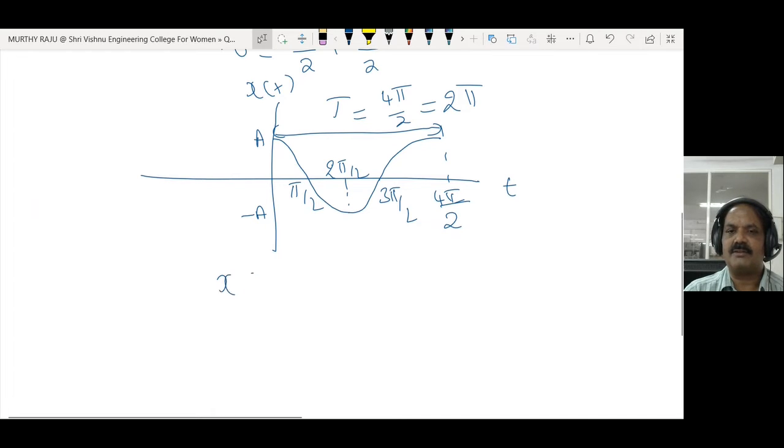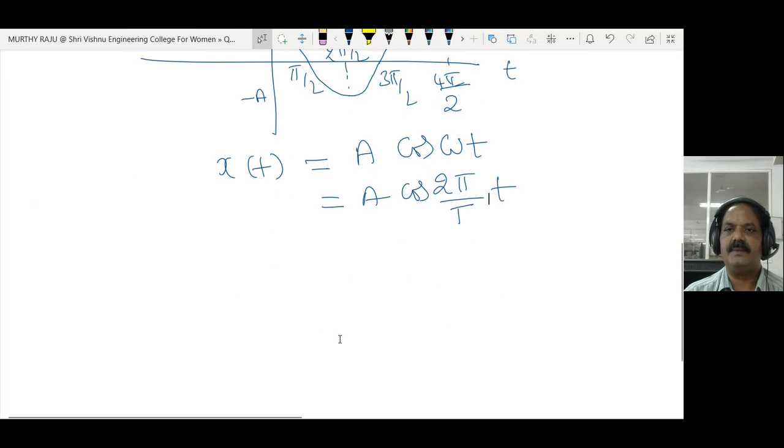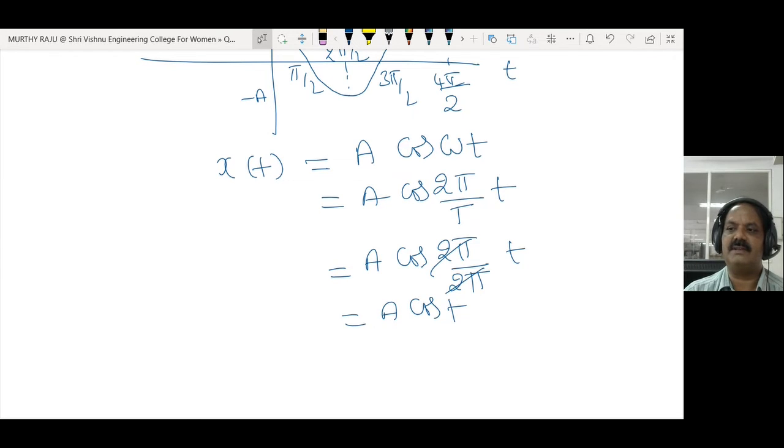The fundamental equation of the cosine function is x of t equal to A cos omega t, where omega is 2 pi by T, which is 1. That is equal to A cos t. This is the waveform.